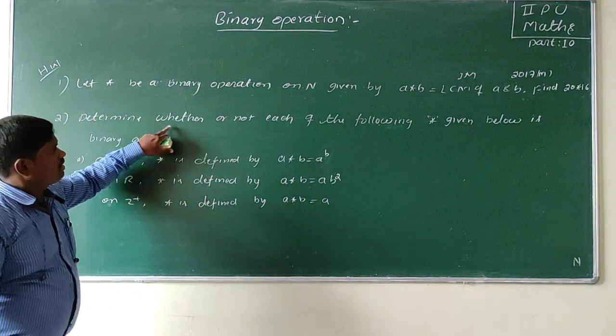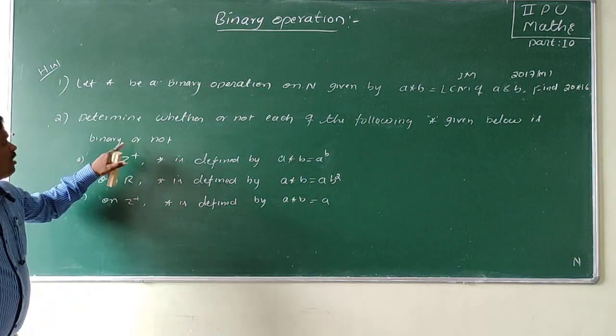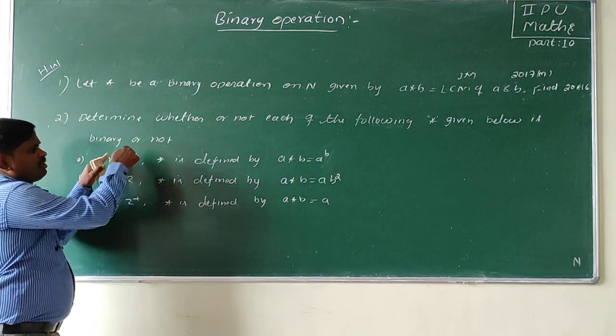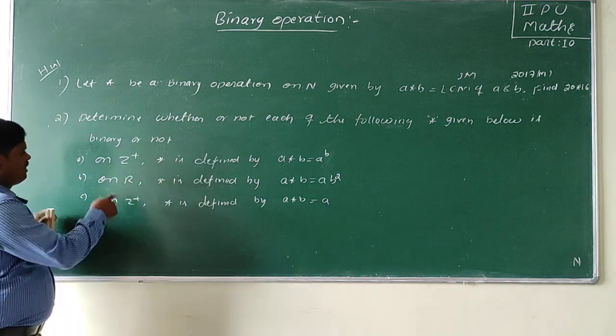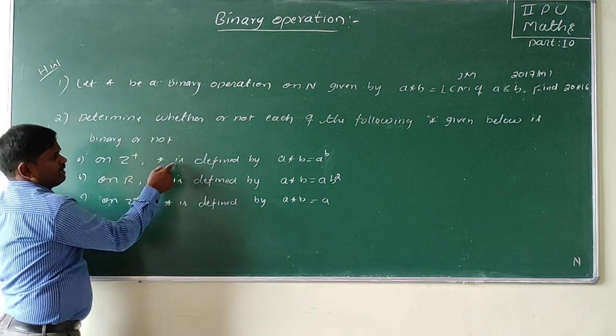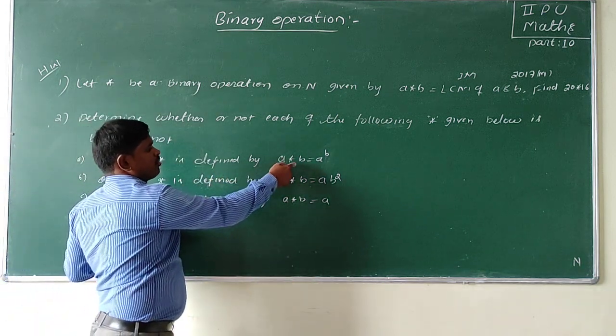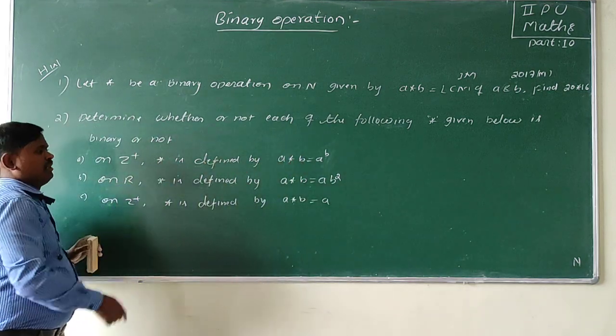Okay. So the next, second problem: determine whether or not each of the following star operations given below is binary. Just verify whether the stars defined below are binary or not. The first one is on Z plus. Here the binary operation is defined on Z plus, star is defined by a star b is equal to a to the power of b. Verify whether it is binary or not.